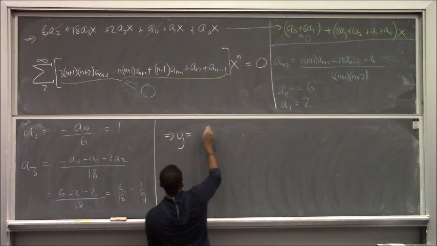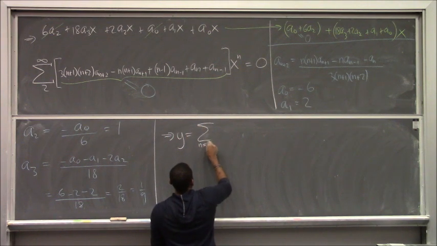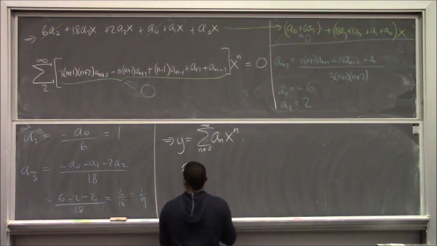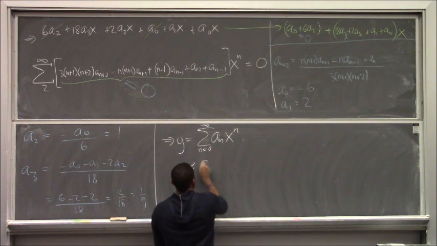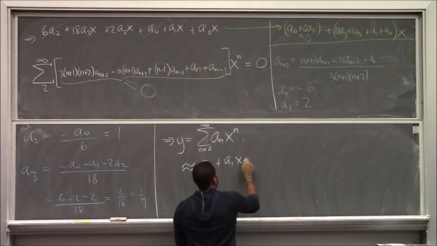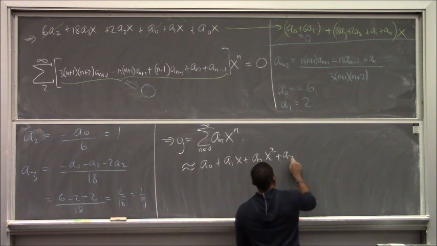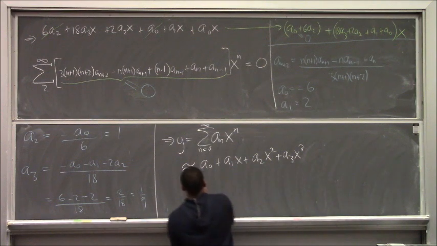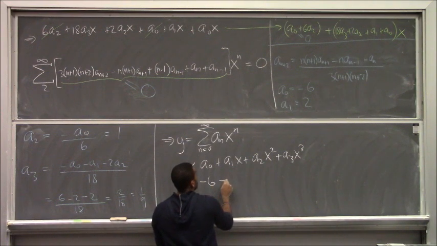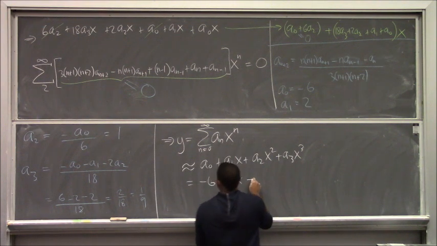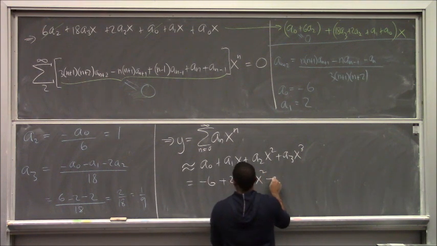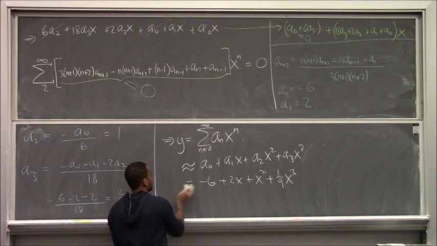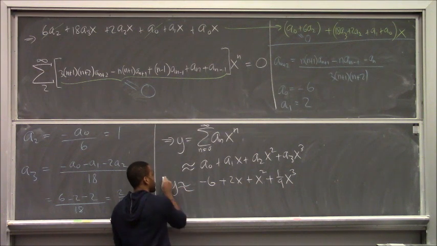This implies our y is equal to the sum from 0 to infinity of a_n x^n, which is approximated by us to be the sum of the first 4 terms, which is that. My a0 is minus 6, my a1 is 2, my a2 is 1, my a3 is 1/9. So my solution approximately behaves like this to the first 4 terms.